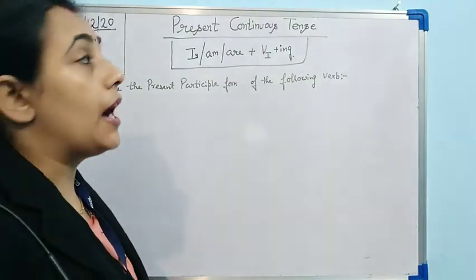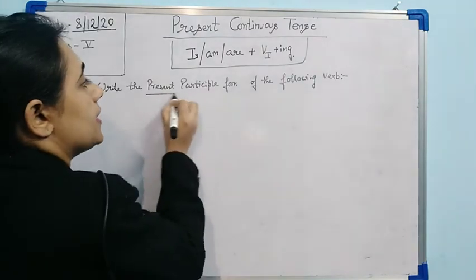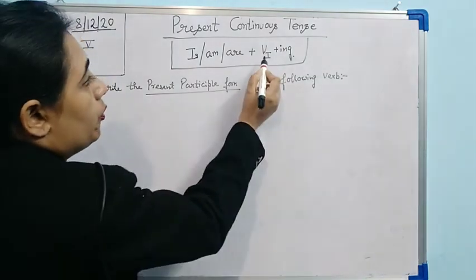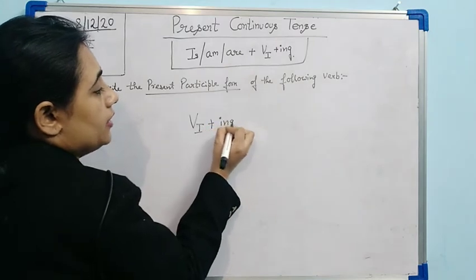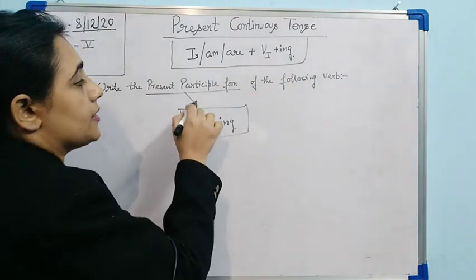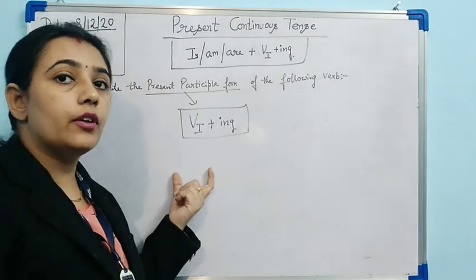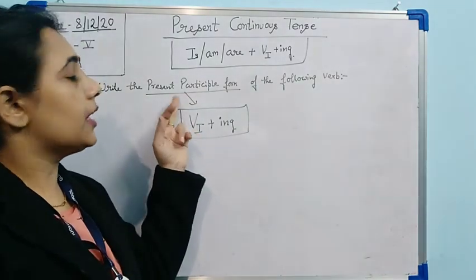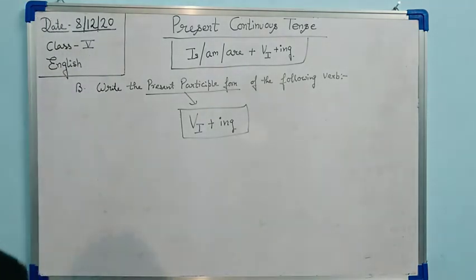Now you will ask me, ma'am, we are doing present continuous tense and in the exercise it is asking present participle form. Yes, keep this in mind: verb first form plus ing is altogether known as present participle. Is it clear? That means if I give a verb here, you have to add ing to the verb, then it will become present participle. So let's do the exercise.